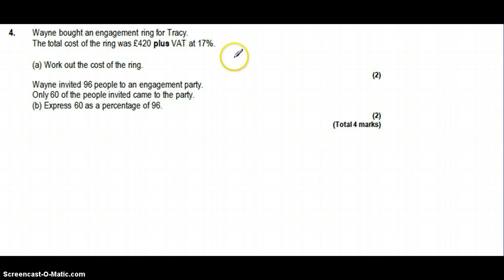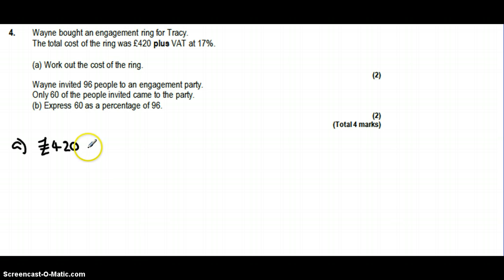Now, we're preparing for Unit 3, so with that in mind, Unit 3 being a calculator paper, I'm going to first of all show a calculator method for this particular question. So if we go with A, work out the cost of the ring. So it was £420 plus VAT of 17%.